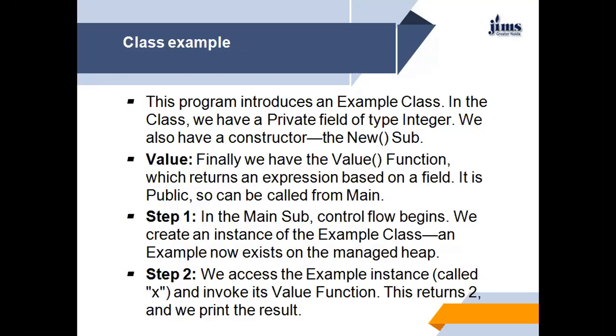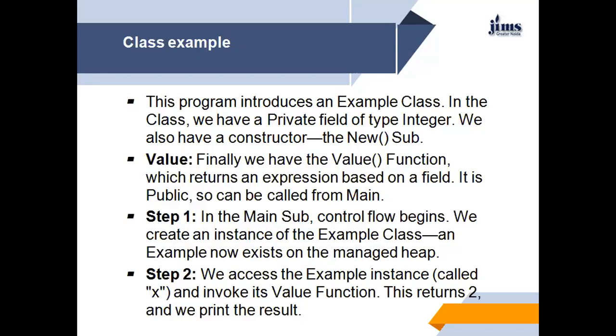What is step one? In the main sub, control flow begins. Actually the control begins from the main sub. So we create an instance of the example class. An example now exists on the managed heap. In the second step, we access the example instance called x and invoke the value function. This returns true and we print the result.